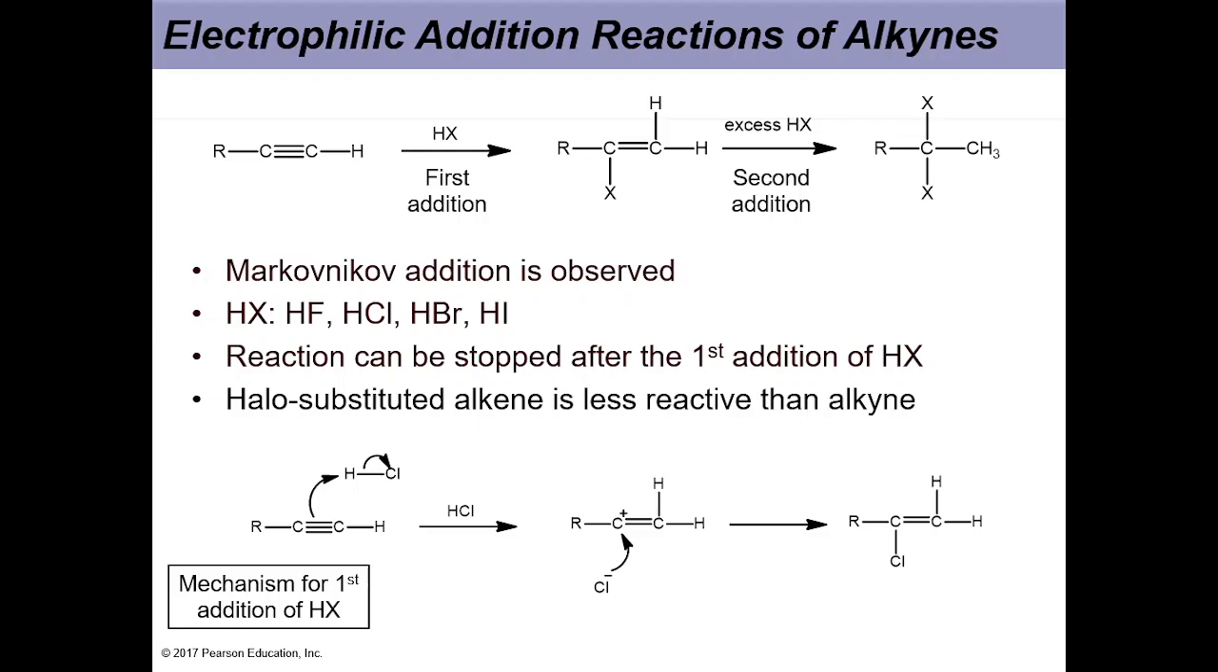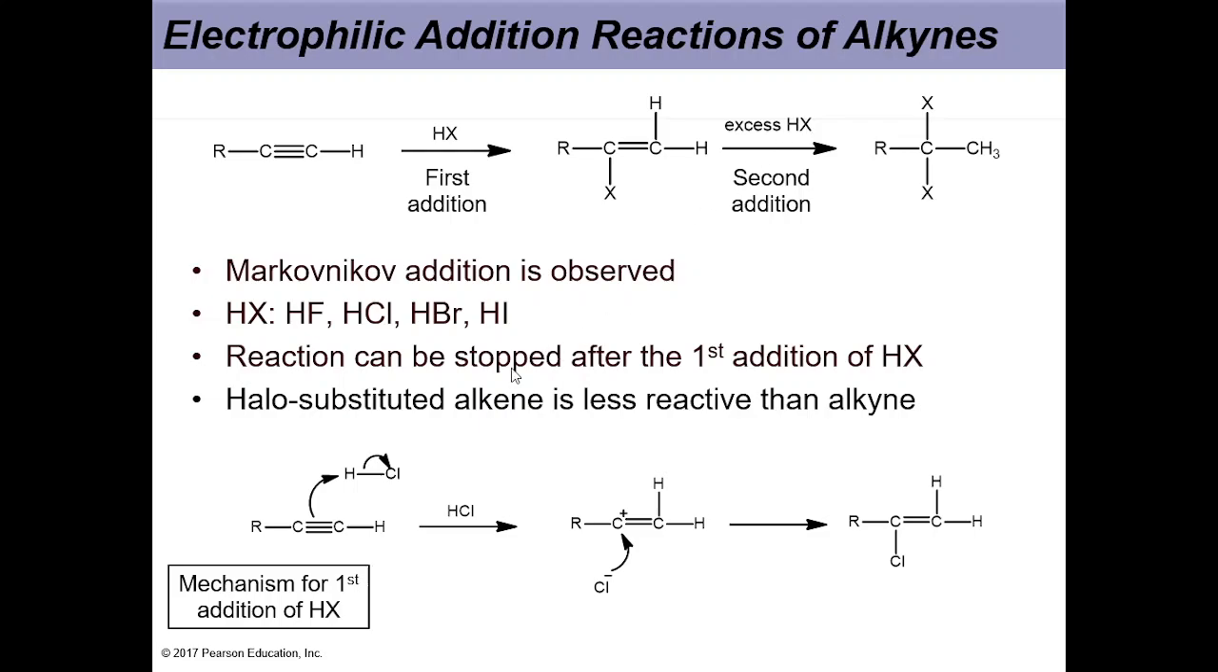Now this second addition can be controlled. Each addition will require at least one equivalent of HX. So if you only add one equivalent of HX, the reaction will stop at the first addition. If you add excess of HX, the second addition will happen.